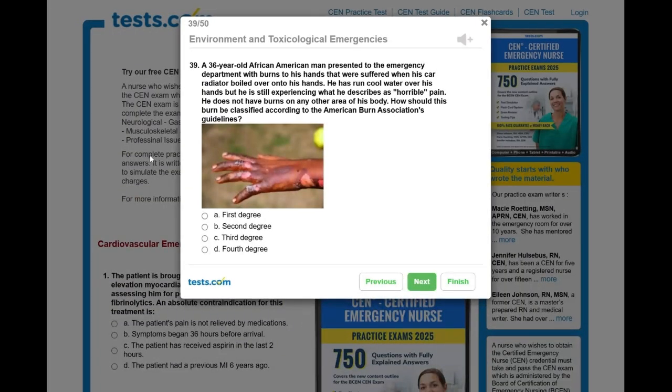Question 39. A 36-year-old African-American man presented to the emergency department with burns to his hands that were suffered when his car radiator boiled over onto his hands. He has run cool water over his hands, but he is still experiencing what he describes as horrible pain. He does not have burns on any other areas of his body. How should this burn be classified according to the American Burn Association's guidelines? A. First degree, B. Second degree, C. Third degree, D. Fourth degree.